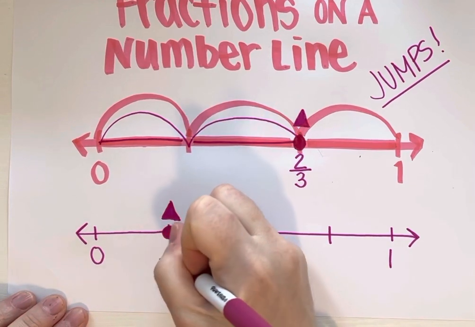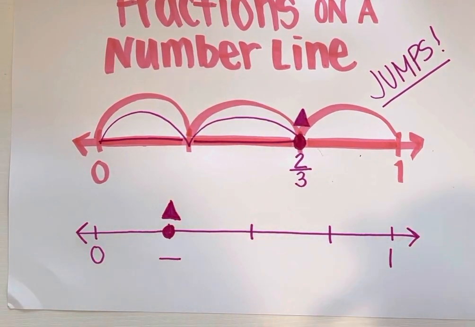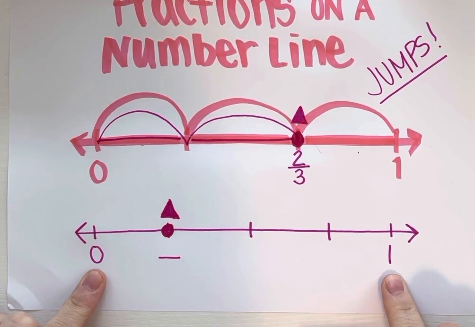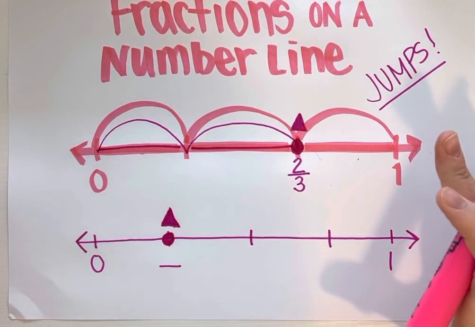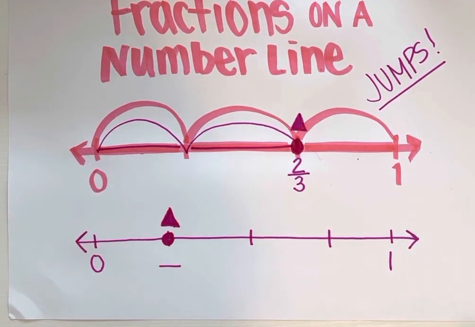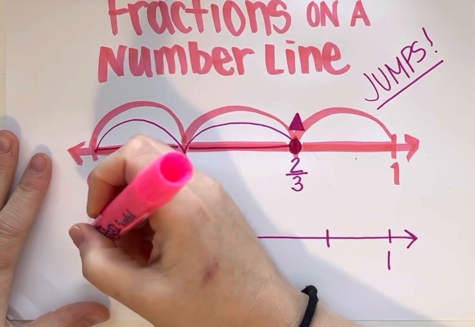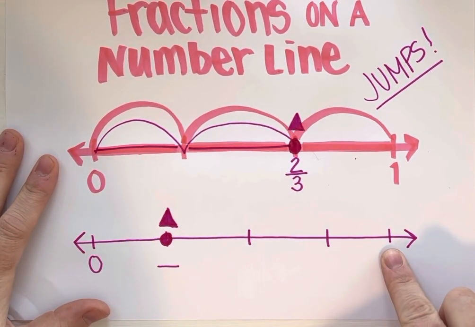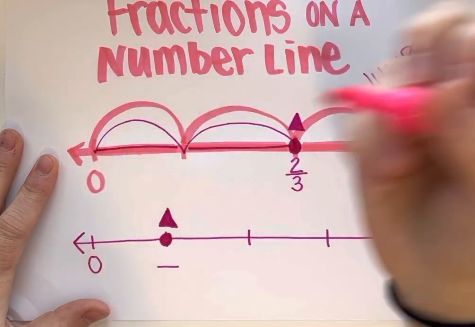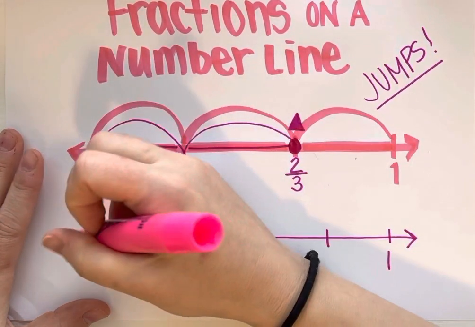Let's try this bottom one here. So again, I'm going to start by drawing that fraction bar to remind myself that it's a fraction. Again, it's between 0 and 1. I want to start with my denominator first. You don't have to do it this way. This is just the way I like to do it first. So I'm going to count the jumps from 0 to 1. This is my whole. So let's see how many parts the whole is partitioned into.